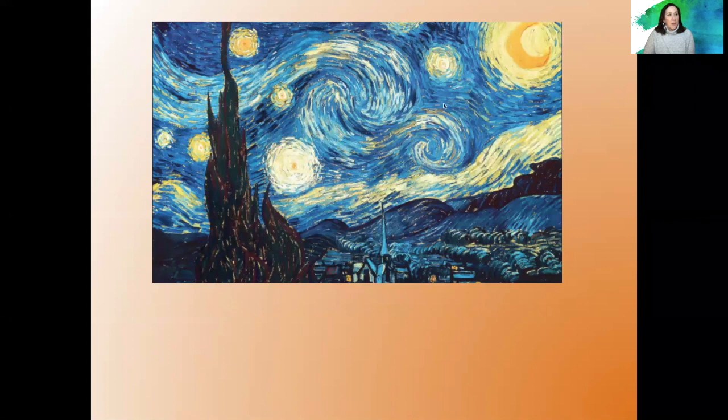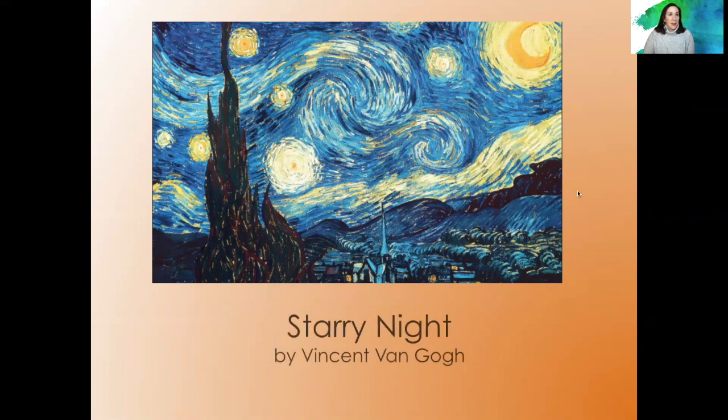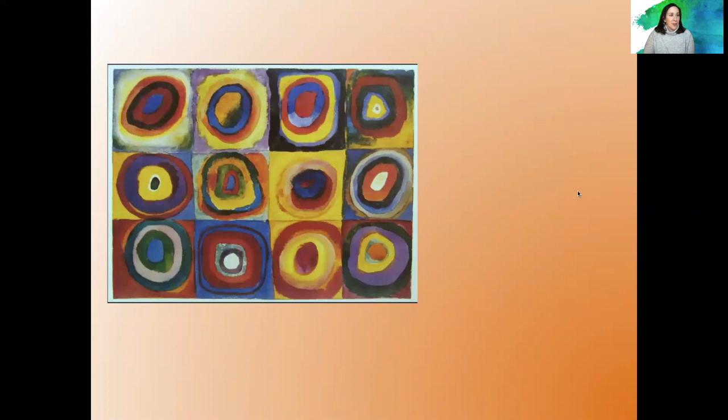This is Starry Night by Vincent van Gogh. Another one that's really good for kids to look at, to think about, to talk about, see all the motion in this picture. You can just do this one with blue paper and chalk, and just draw squiggles all over it and be inspired by Starry Night.